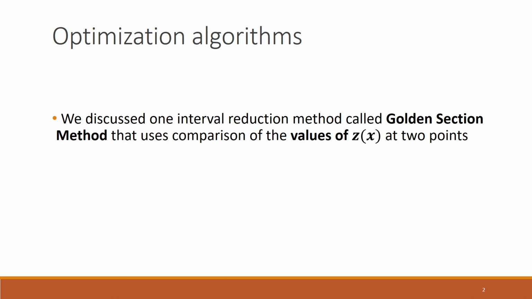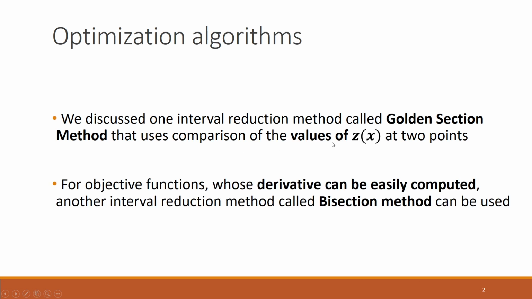This golden section method that we had discussed uses comparison of the z(x) value at 2 points. If you remember, in the last lecture we were determining 2 points in the interior of the current interval to evaluate the objective function value, and depending upon the relative measure we were deciding which interval to discard. For objective functions whose derivative can be easily computed, there is another interval reduction method called the bisection method. We will be discussing that.